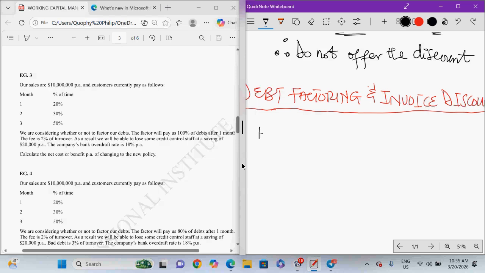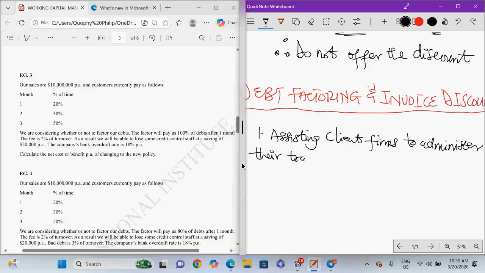So they help, one, in assisting client firms to administer their trade receivables ledger.